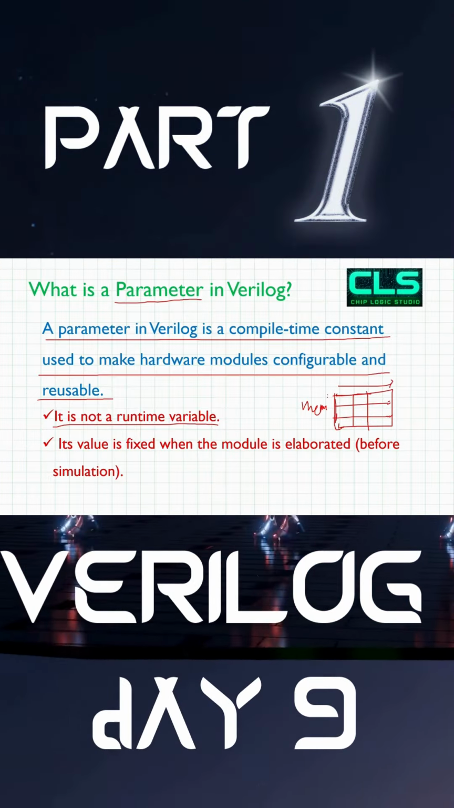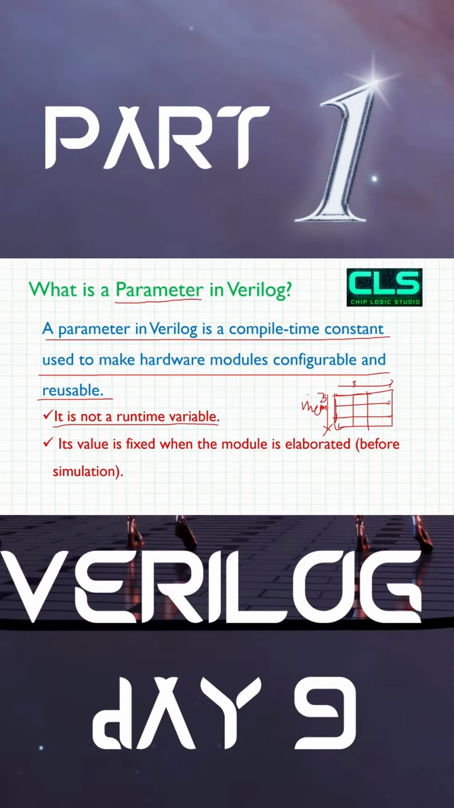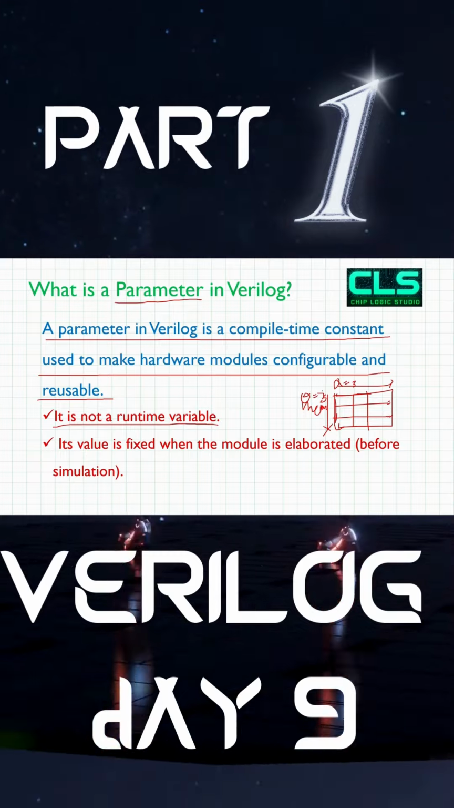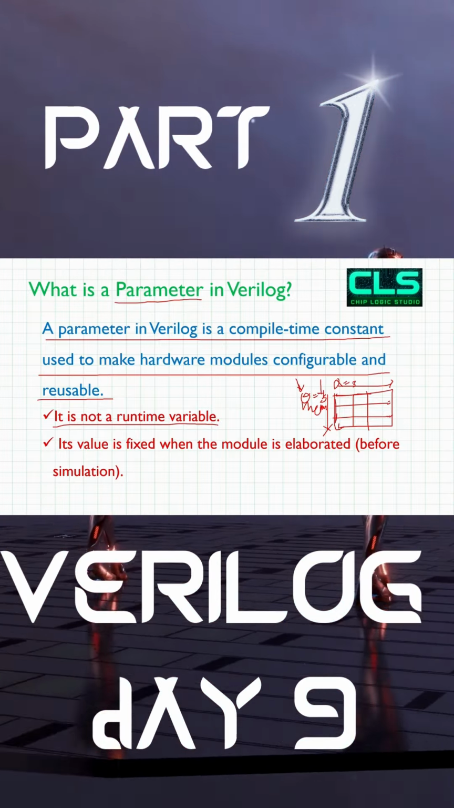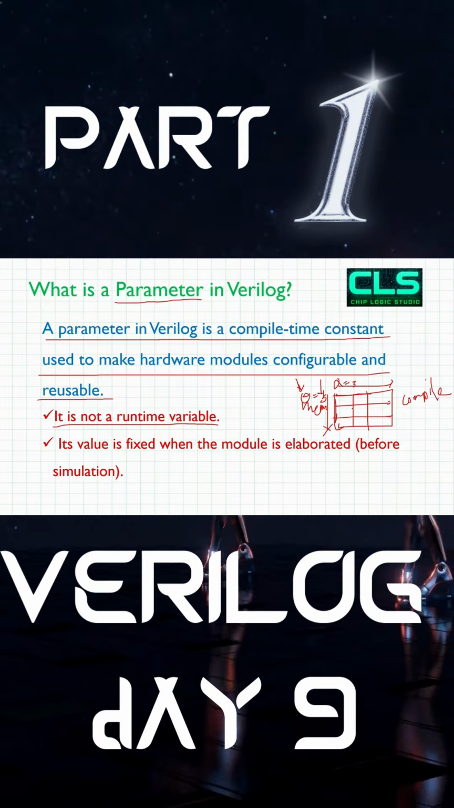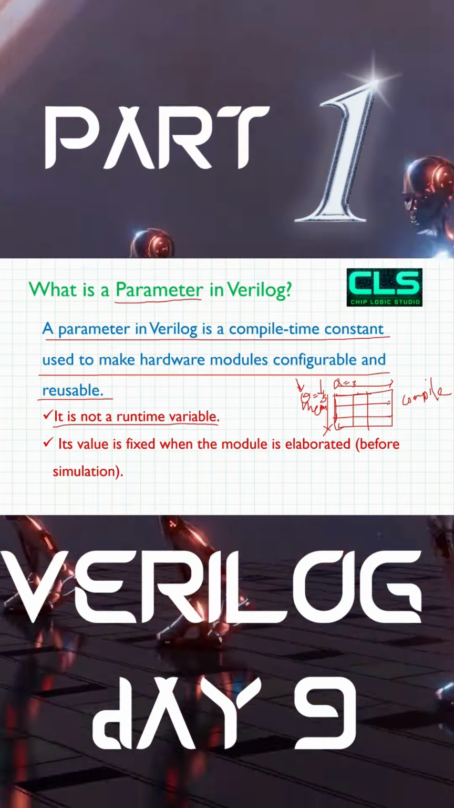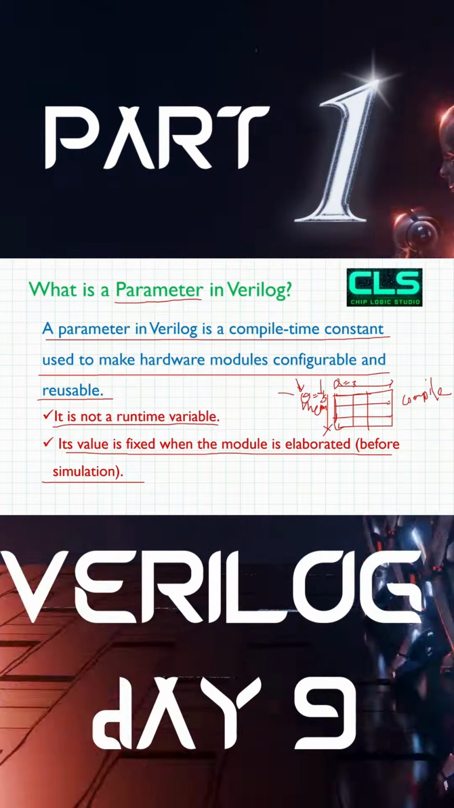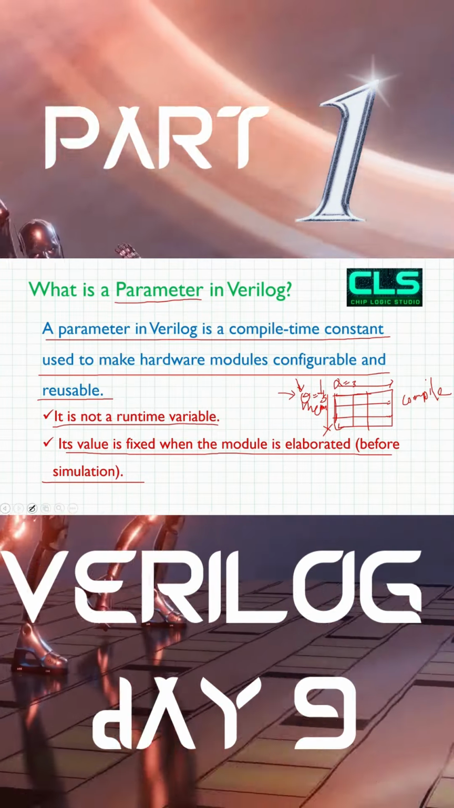We will give these values, like 5, 3 and 3, at compile time with the help of a parameter, and this parameter can be theta or alpha, L, W, whatever you want. We write the parameter in code and give it the value 3, and this happens in compile time. When this happens, your memory will be created, and in runtime we will use this memory. Simple. Its value is fixed when the module is elaborated, before simulation. So before simulation we will give this value 3, and how we will give the value we will see in our next slide.